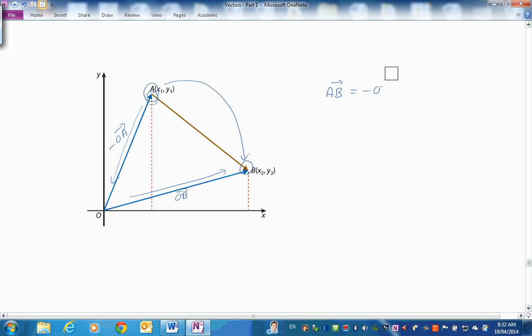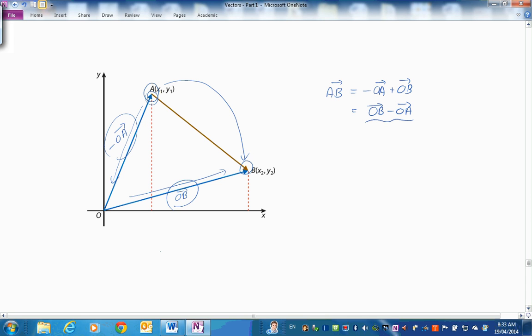and plus OB, going around the outside there. Okay, go backwards and then go to OB. Or you could write that as OB minus OA. That's an interesting one. AB is OB minus OA.